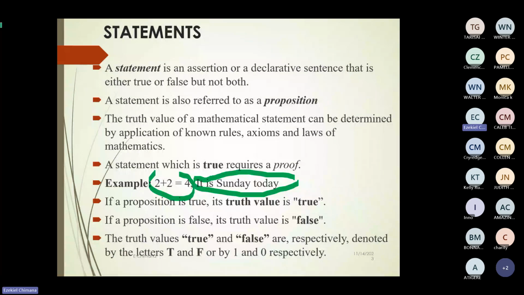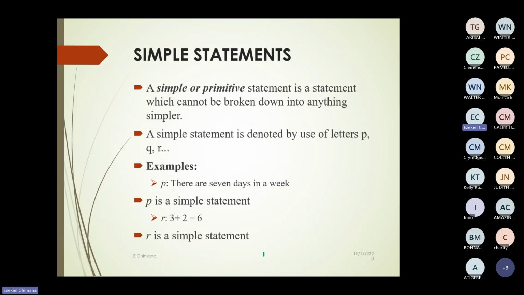If a proposition is true, its truth value is true. If a proposition is false, its truth value is false. The truth values true and false are respectively denoted by the letters T and F, or by 1 and 0 respectively. So for true you can use T, for false you can use F. You can also use a 1 for true or a 0 for false. Just take note of that.